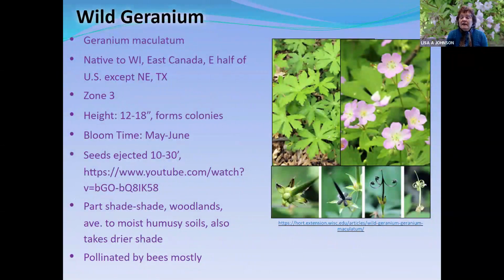Wild geranium, this one is a little later yet in the spring, and this one does form colonies. It has an interesting seed dispersal method that helps it form those colonies, where the beaky shaped seed capsule will split and the seeds get flung into the air, and wherever they land, they can germinate. This one is helpful because it also takes drier shade. And a pretty flower that's a little bit bigger than most, and it has an interesting leaf as well. Next slide.